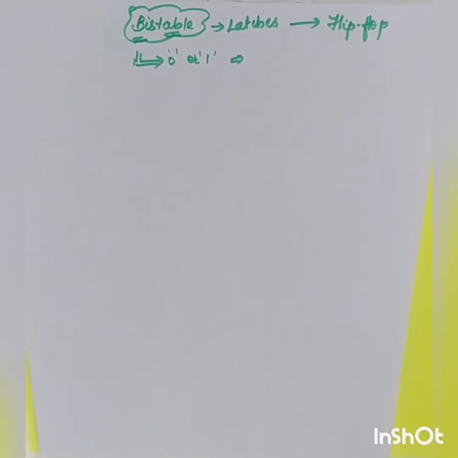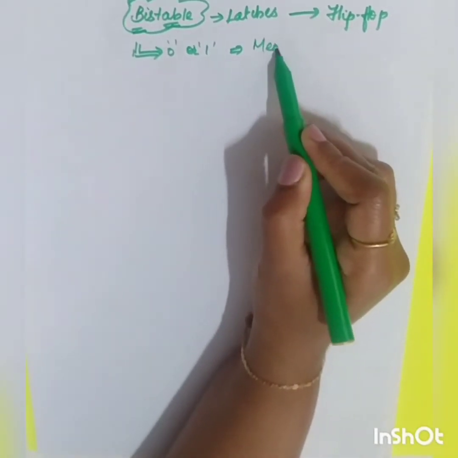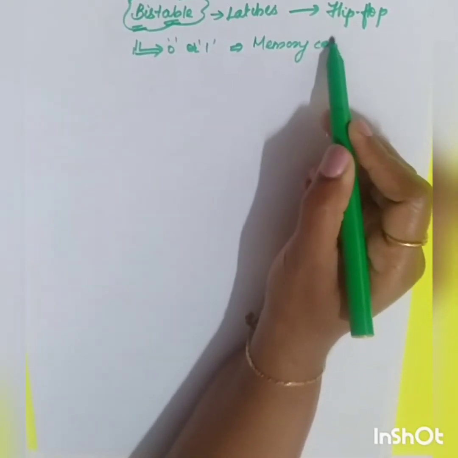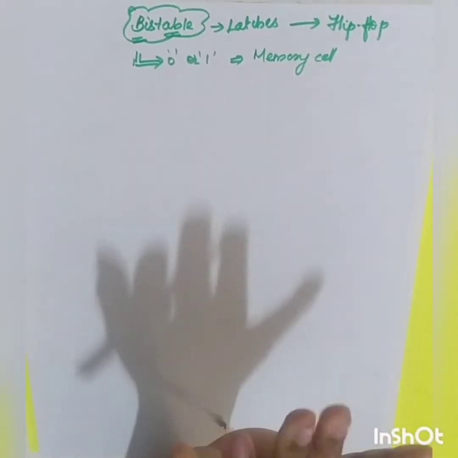If your output is 0, it will remain in that state until and unless you apply any signal. Okay. It will be latched in that state. So it can also be called by the name memory cell. It stores single bit values. Okay, so this is some basic information.